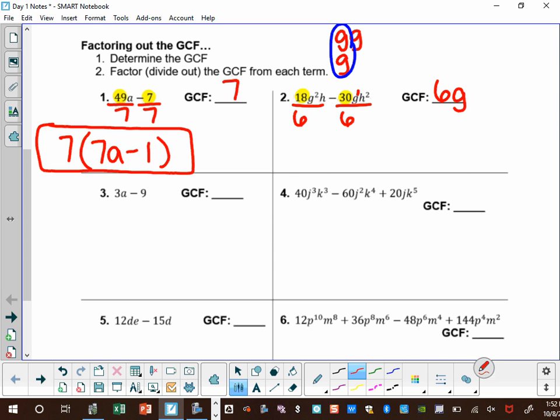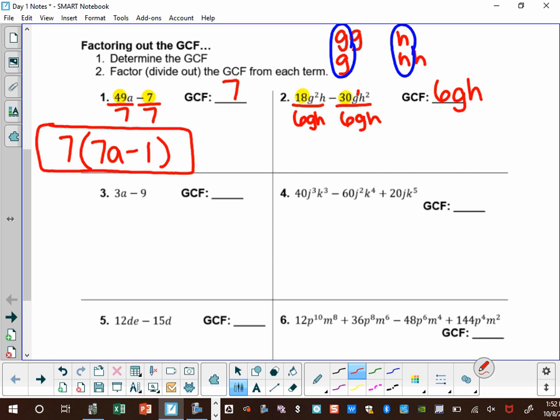Same for the second one. I have H, and then I have 2 H's. How many groups are in common? Just 1 root. So my GCF is 6GH. So I'm also going to write that underneath, 6GH. Write that down, 6GH.